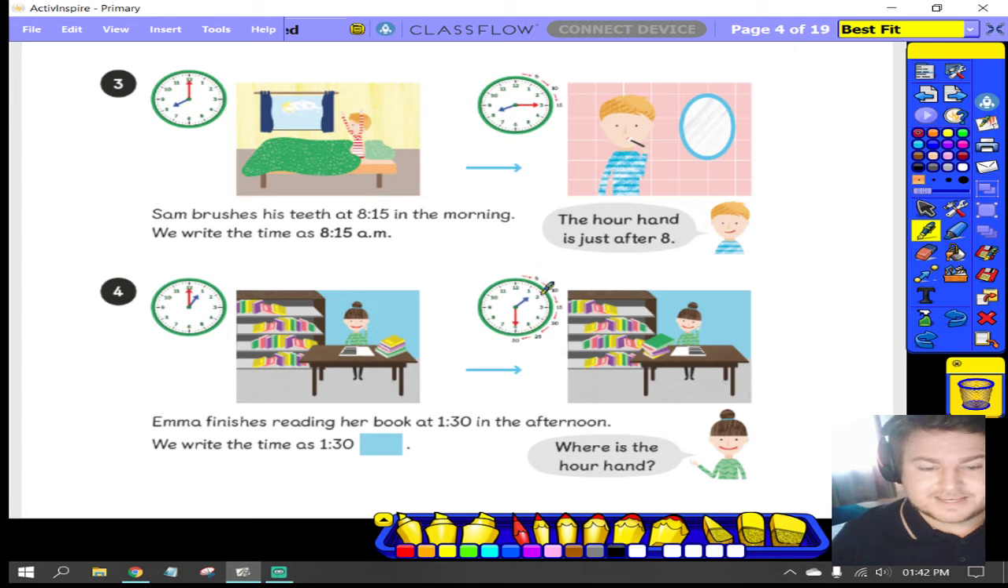Oh, look, they've done it for us again. How handy. So our minute hand has gone all the way around now, 30 minutes. And that has moved the hour hand halfway between 1 and 2 as well there. So this says 1:30. It's just gone past 1 there. We write the time as 1:30 a.m. or p.m. 1:30 in the afternoon. I'll pause here. I'll let you have a think.